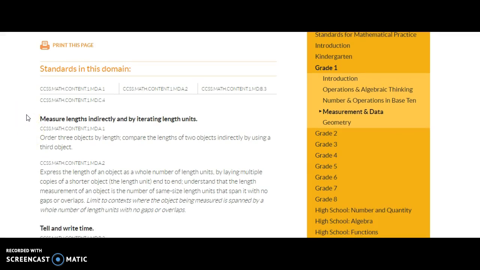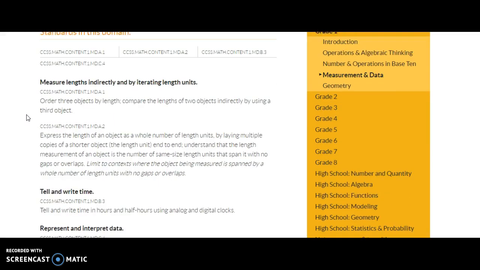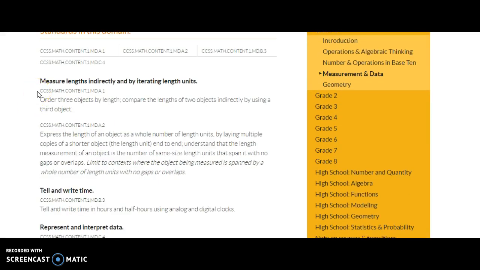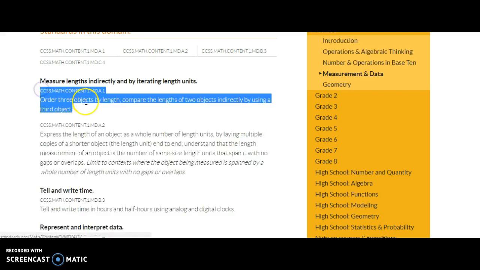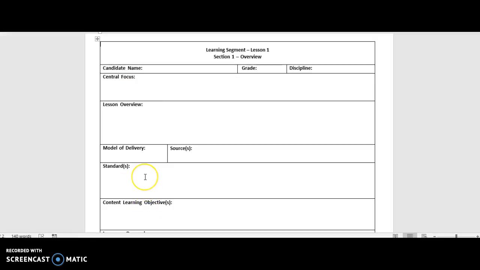When you're using a boxed curriculum and modifying a boxed curriculum lesson, you're going to see that they'll have put it in there already for you. But for my content standard, the first one is order 3 objects by length, compare the lengths of 2 objects indirectly by using a third object. So I would take this whole standard, if I can highlight it. This whole standard here, that's what I'm going to plug in to my lesson plan here. So that's what the standard is.